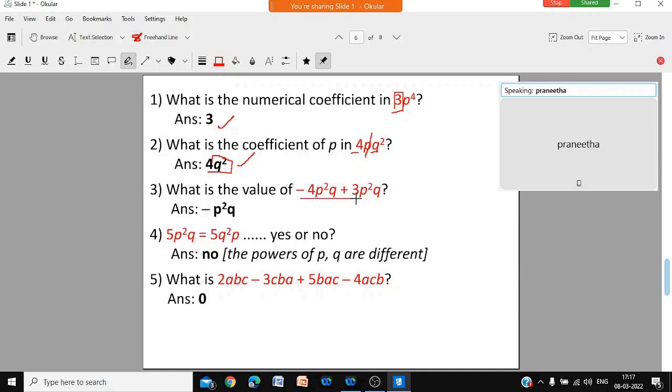Minus 4p square q plus 3p square q will give minus p square q. These are like terms. Minus 4 plus 3 will be minus 1, so minus 1 p square q, or minus p square q. Got it?